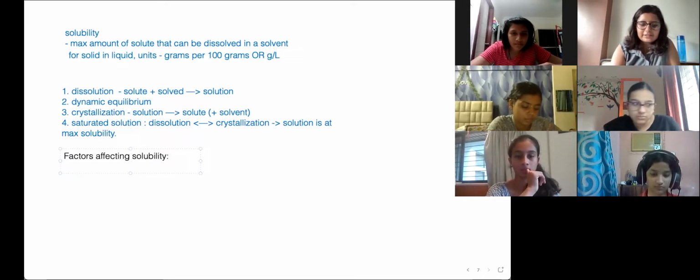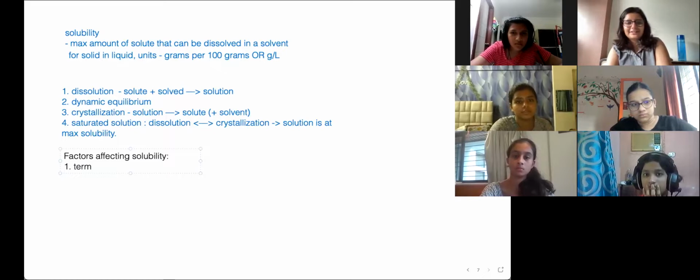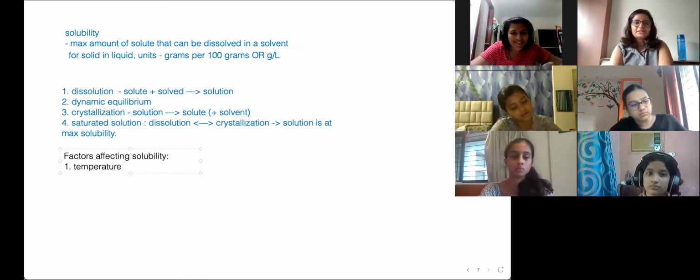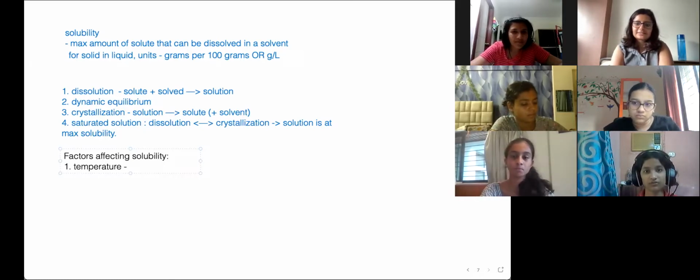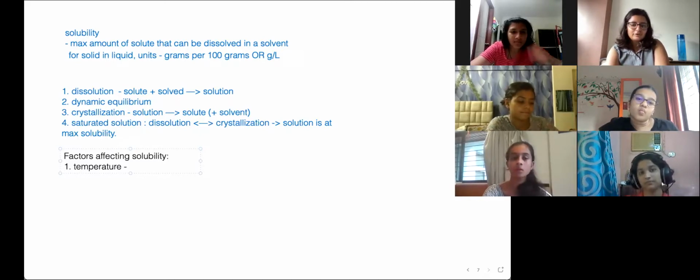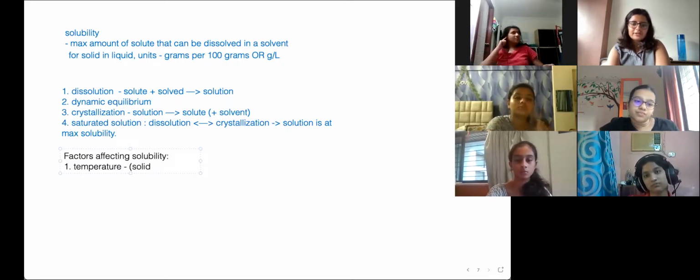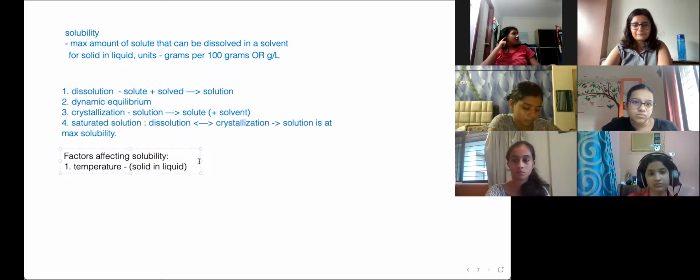So what are the factors affecting solubility? Temperature. Since we're talking about solids, we'll go one by one. Okay, so first, temperature. This is exclusively for a solid dissolving in a liquid. How does temperature affect solubility? Inversely proportional.